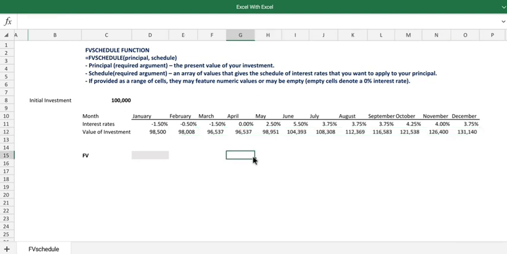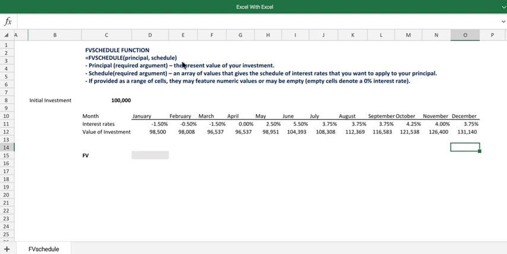Then you notice that because in the first quarter there are negative returns, our investment value is reducing, up to April where it remains the same. Then in May we start getting positive returns. And at the end of December, we end up with $131,140. So this is the traditional way of finding the future value.